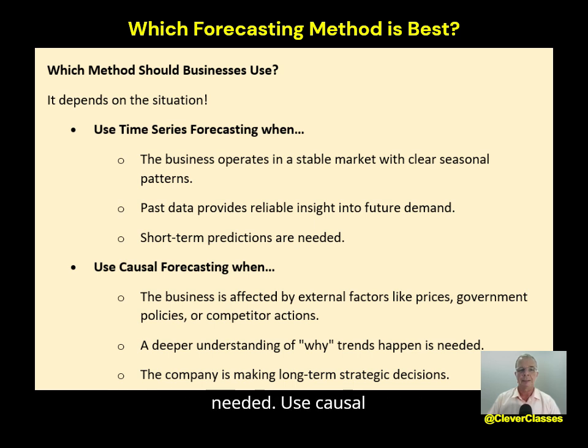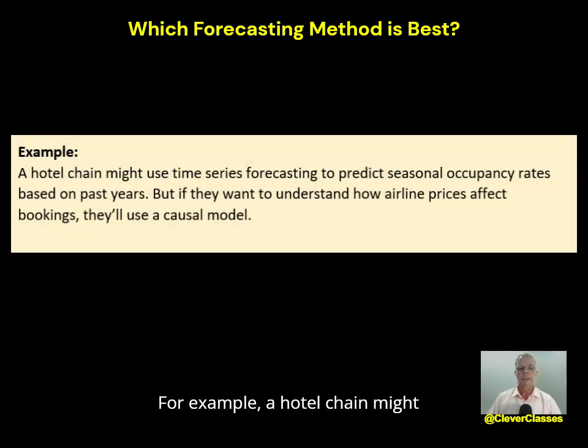Use time series forecasting when short-term predictions are needed. Use causal forecasting when the business is affected by external factors like prices, government policies, or competitor actions, if a deeper understanding of why trends happen is needed, and if the company is making long-term strategic decisions. For example, a hotel chain might use time series forecasting to predict seasonal occupancy rates based on past years. But if they want to understand how airline prices affect bookings, they'll use a causal model.